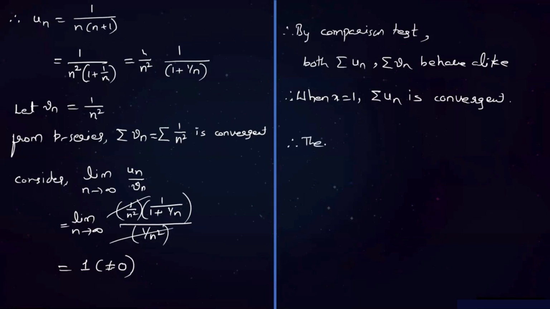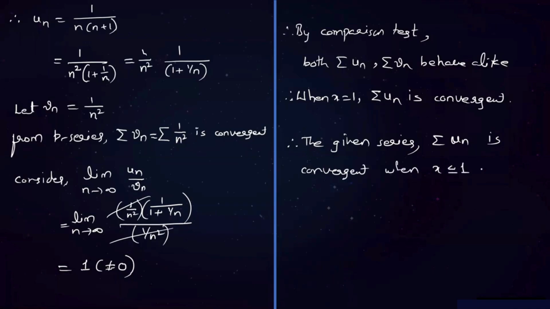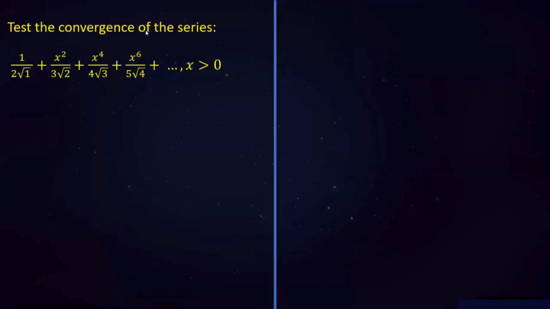I'm just trying to write all these three statements together. Therefore, the final conclusion: the given series summation un is convergent when x is less than or equal to 1. Even for equality and less than, we got convergence, and it is divergent when x is greater than 1. So like this, when you are given a question which involves x, we try to solve the problem and see where it is convergent.